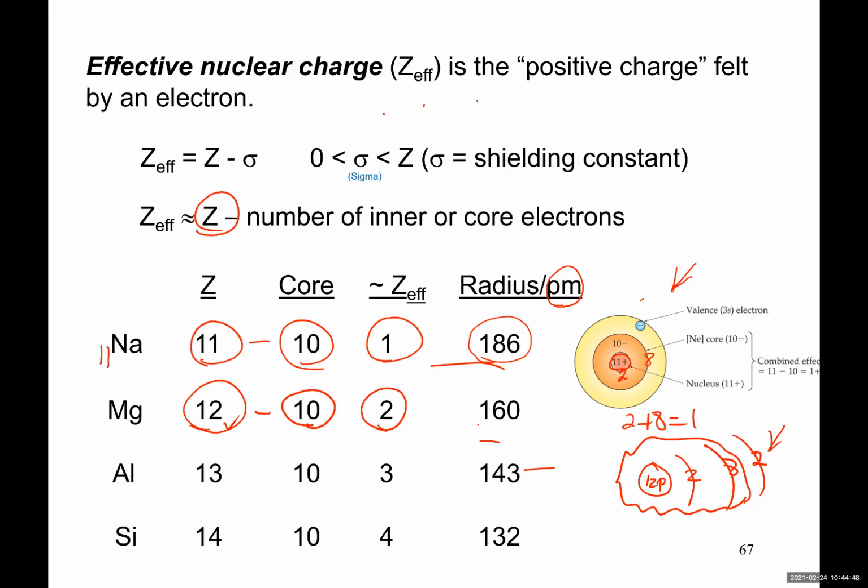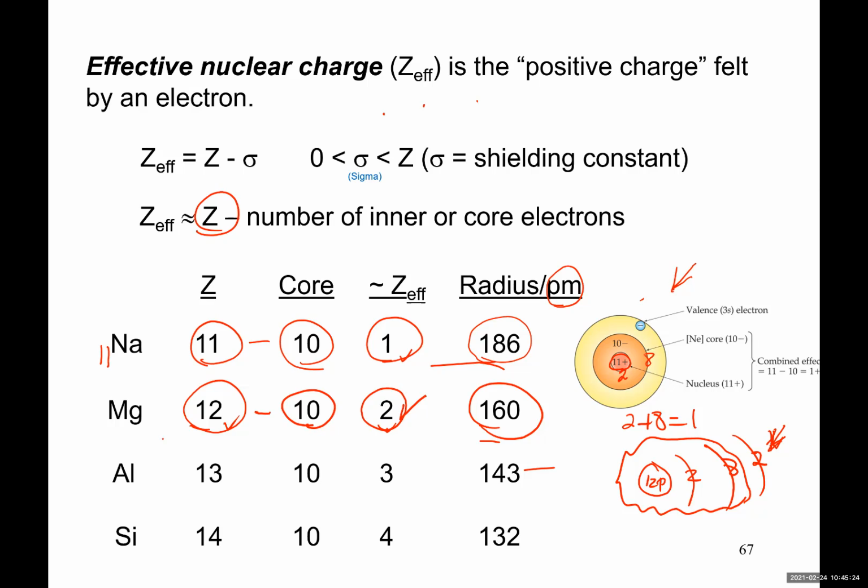So can I say these electrons are pulled strongly, much more strongly than in sodium? Do you see how the atom of magnesium is smaller than the atom of sodium? Why? If outer shell electrons are being pulled by a greater effective charge, they come closer to the nucleus, and the atom is getting smaller.